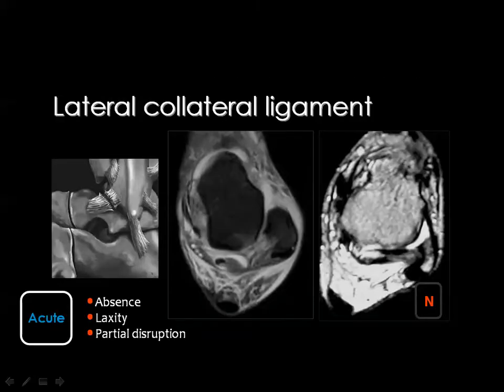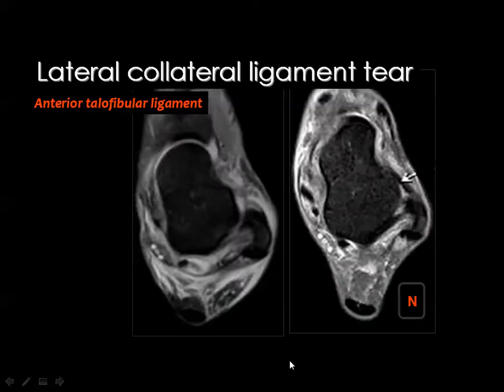Then, you know the golden rule for ligamentous injury. If any ligament is torn, then you do not see the ligament at its anatomic location and its site is replaced by fluid. Normally you see the ligament here, but in this case you do not see the ligament and its site is full of fluid signal, meaning rupture of the anterior talofibular ligament.